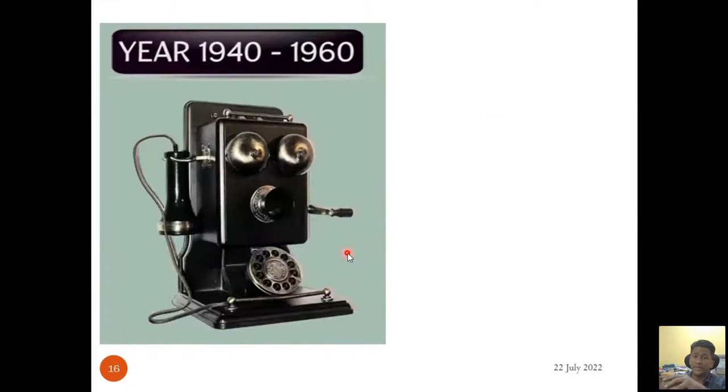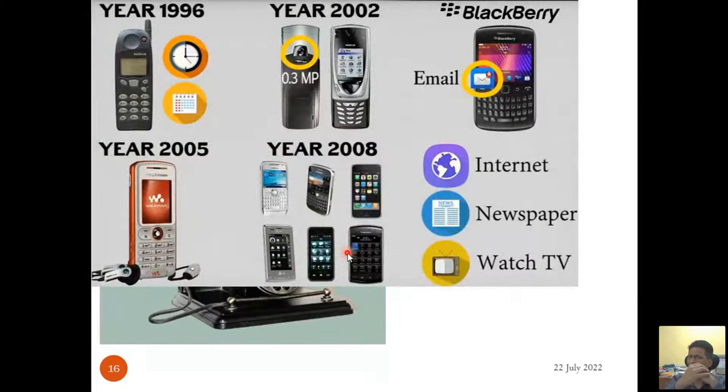Now the telephone was invented around 1940 to 1960, and lots of modifications have been going on. Apart from that, in 1996, the Motorola was the first mobile phone which could transmit information from one place to another without any wire. That means it is a mobile, a cell phone, a mobile phone. That means we can carry it from one place to another.